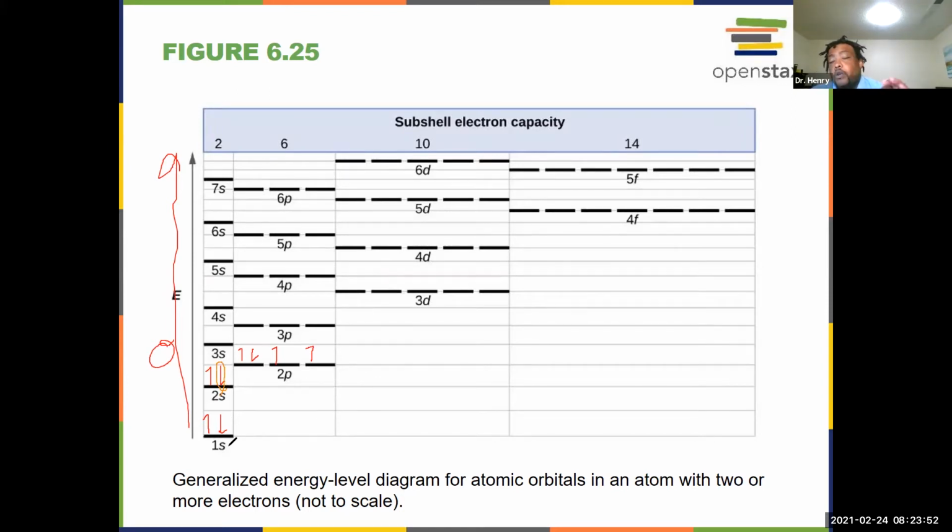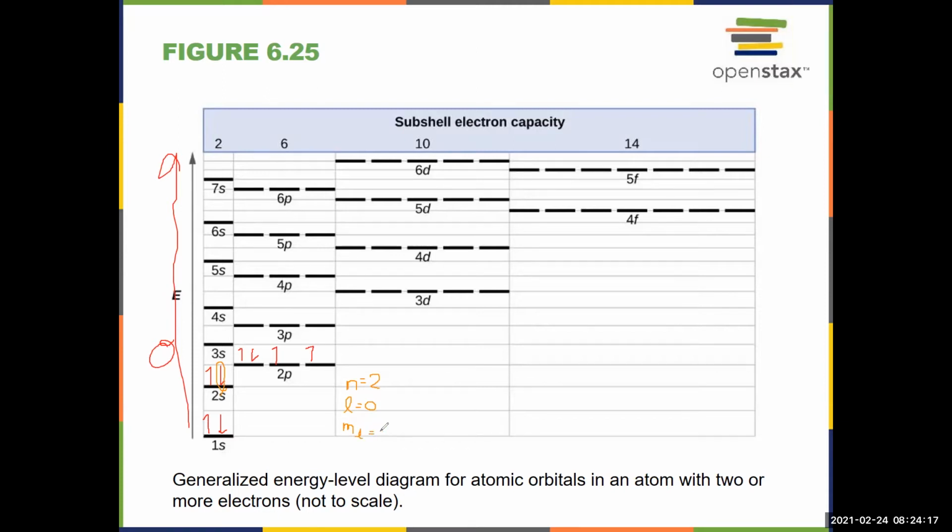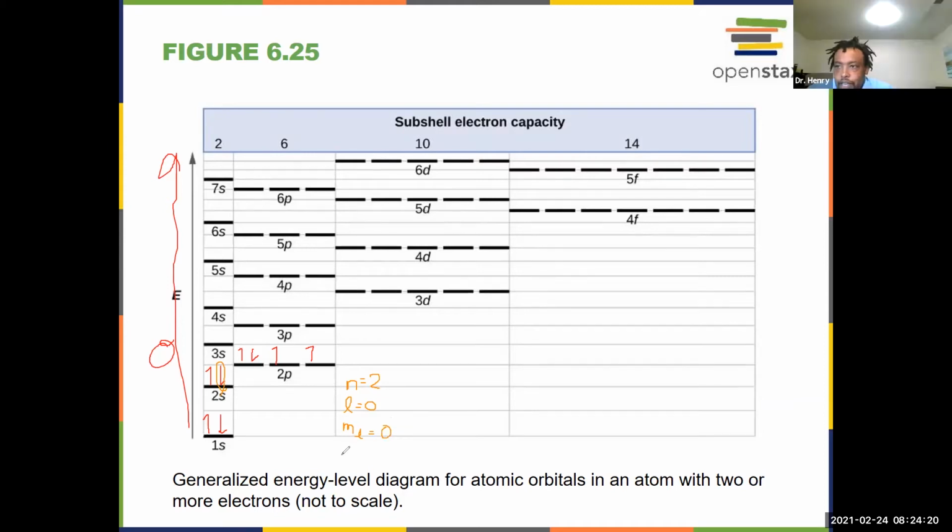So we want the quantum numbers for that electron. What is the n? 2. What is the l? 0. What is the ml? Just 0. And what is the ms? Negative 1/2. Because it's going down. Okay.